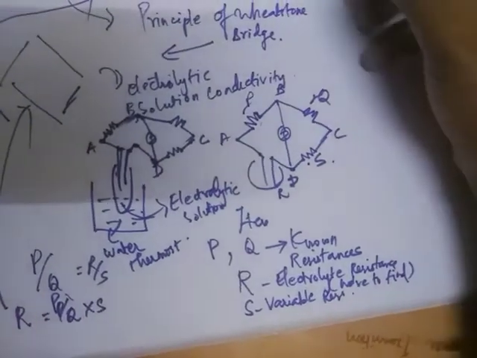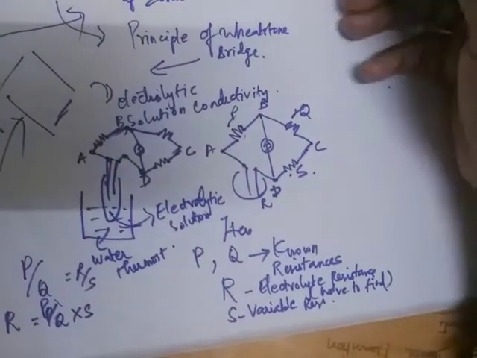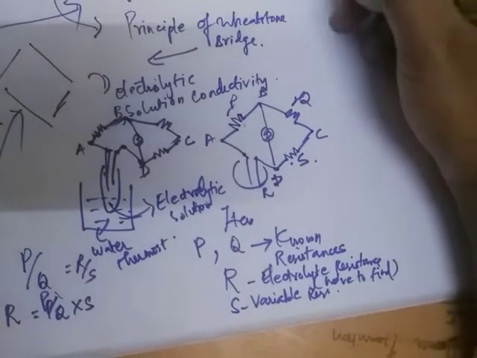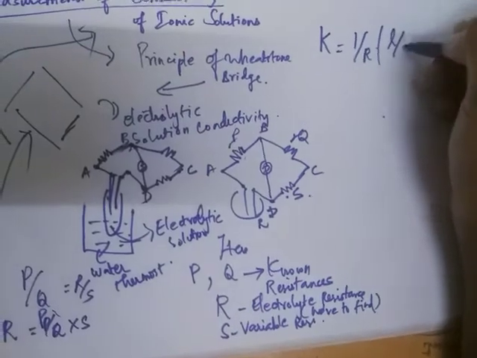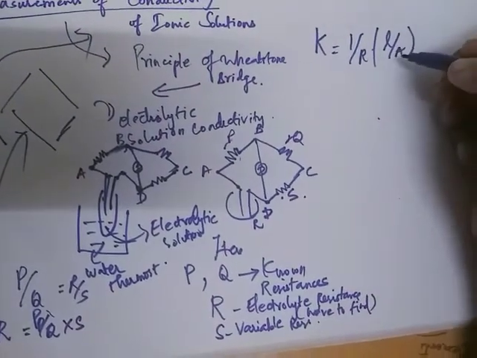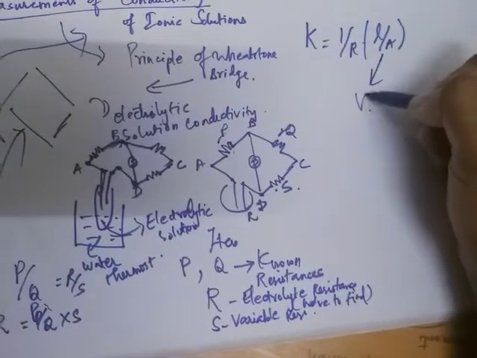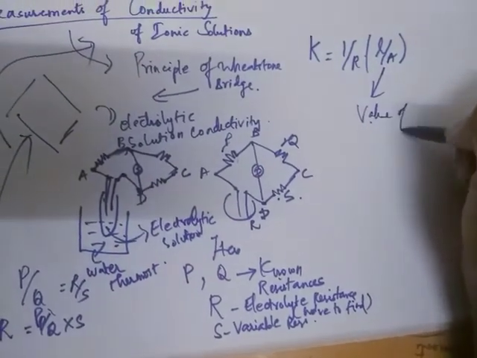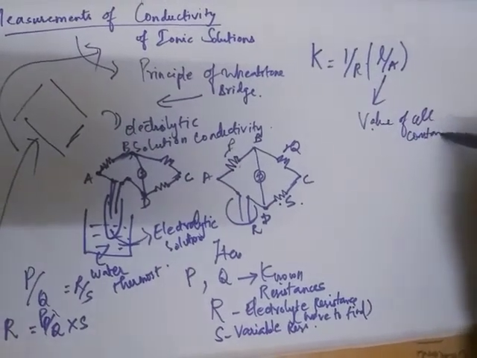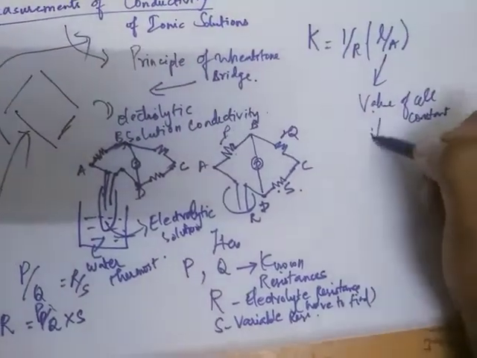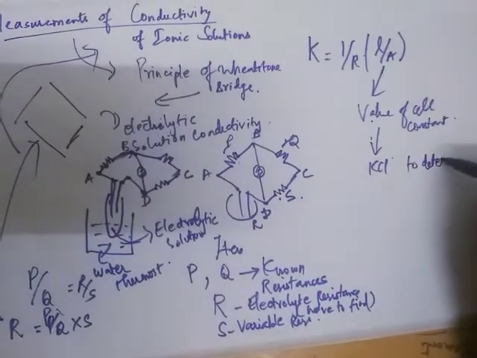The conductivity calculation using specific conductance can be given as K equal to 1 by R into L by A. Here this L by A is the value of the cell constant. The cell constant is usually determined using KCl.